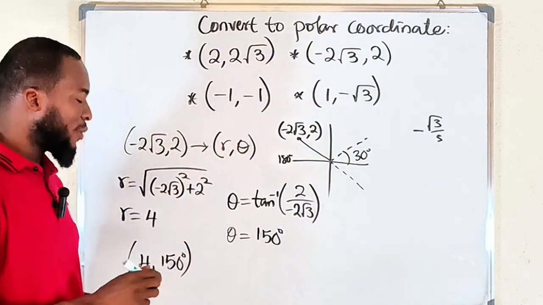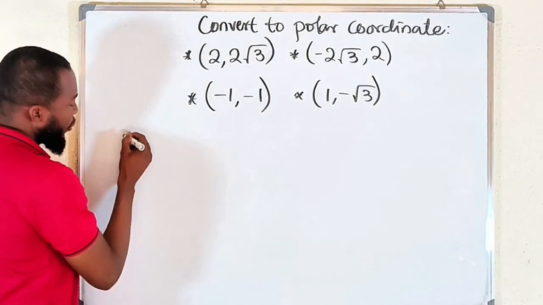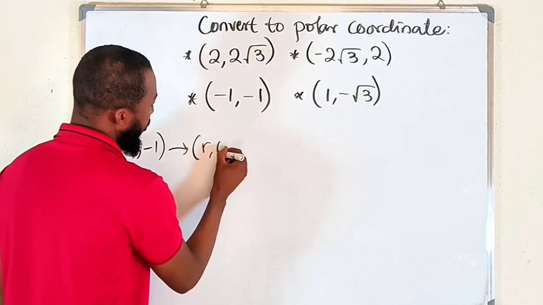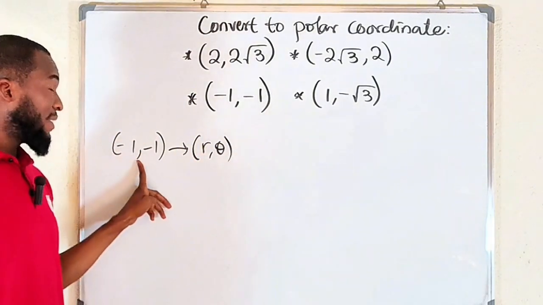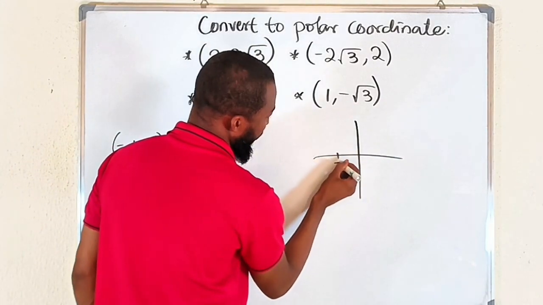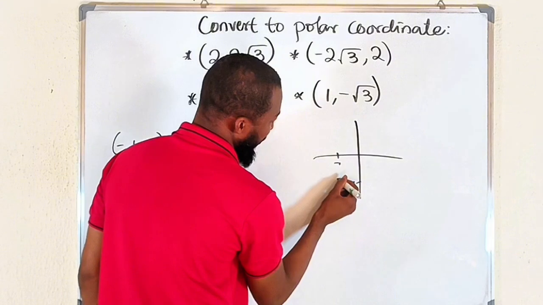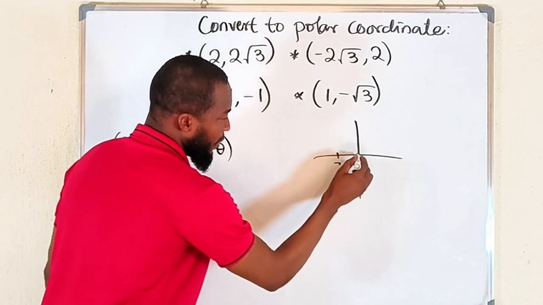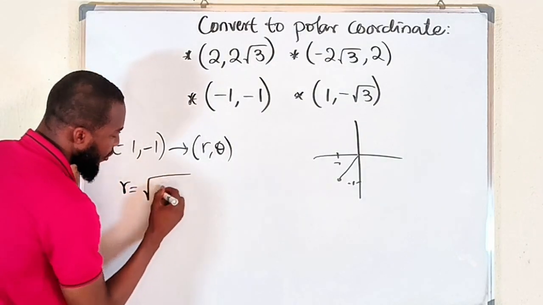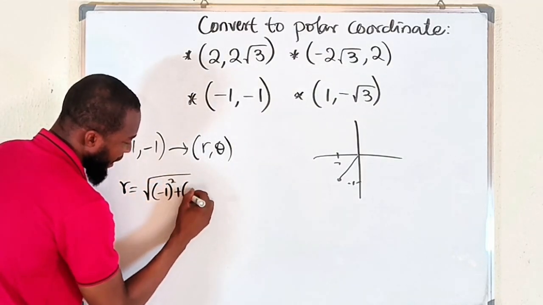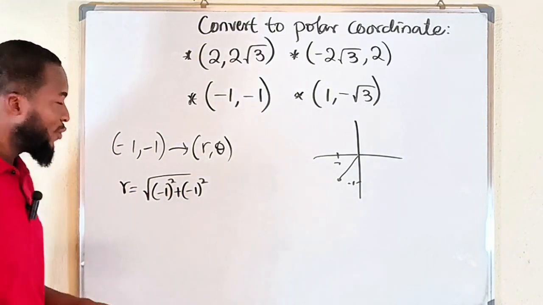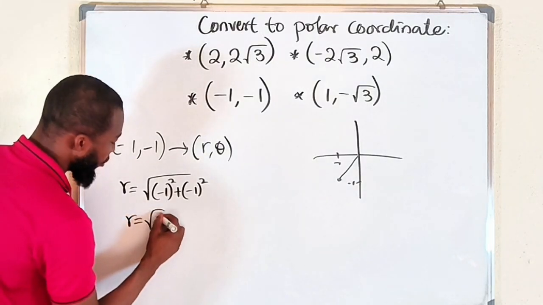Let's move on to this particular one. We would like to convert -1, -1 into polar coordinates. This is what? Third quadrant. -1, -1. So we have our point here. So we're looking for the distance here. So r will be equal to the square root of -1 squared plus -1 also squared. All of them will be positive 1, 1. 1 plus 1 is 2. So our r will be equal to square root of 2.